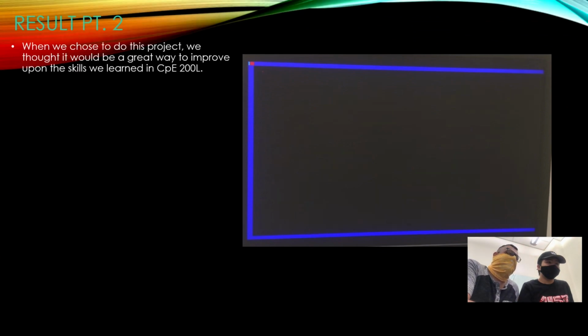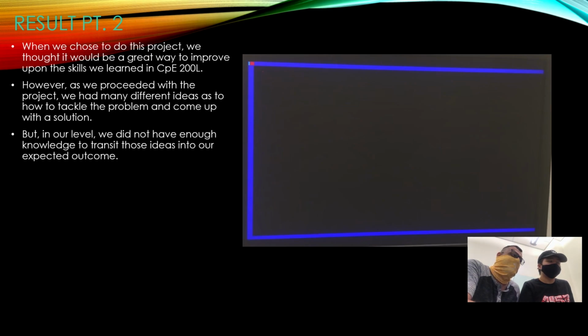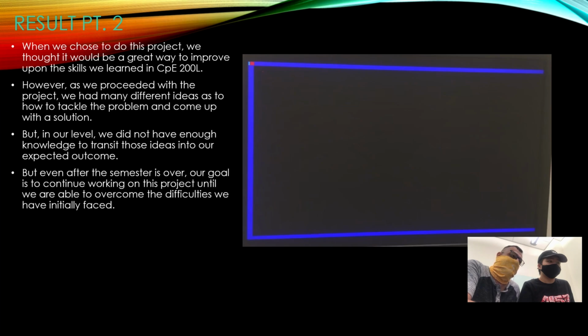As a result, when we chose to do this project, we thought it would be a great way to improve upon the skills we learned in CPE 200 lab. However, as we proceeded with the project, we had many different ideas as to how to take the problem and come up with the solution. But at our level, we did not have enough knowledge to translate those ideas into our expected outcome. But even after the semester is over, our goal is to continue working on the project until we are able to overcome the difficulties we initially faced.